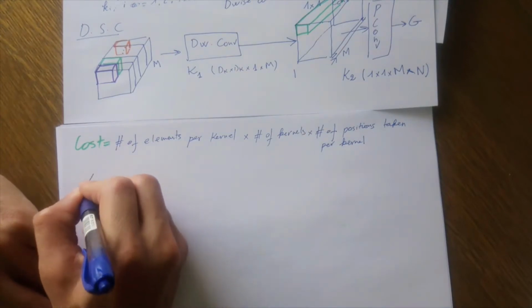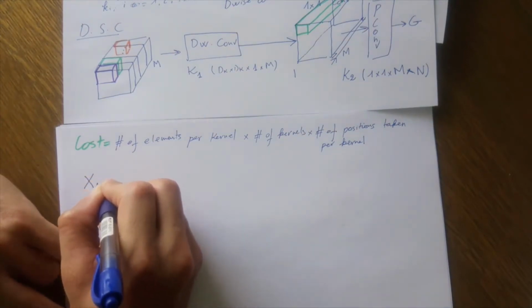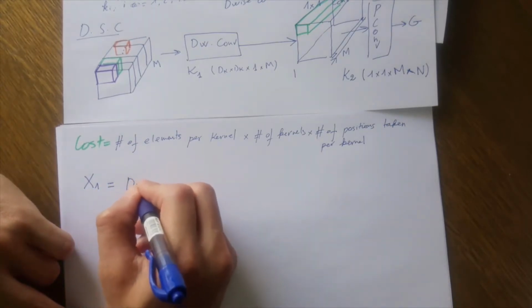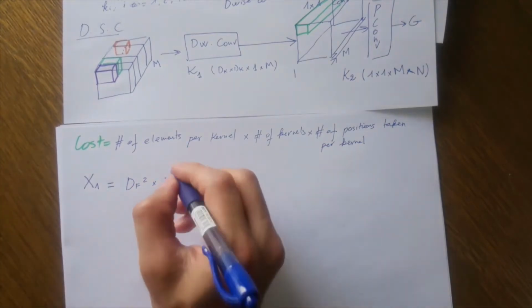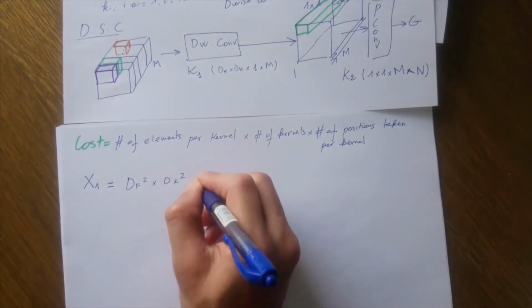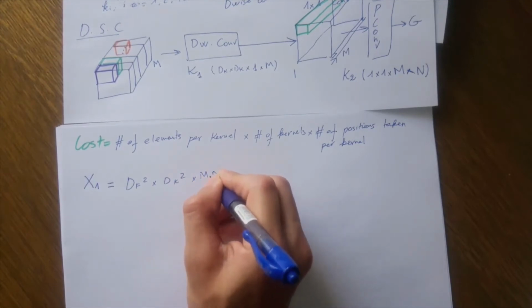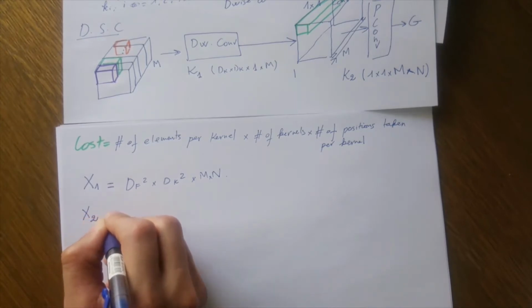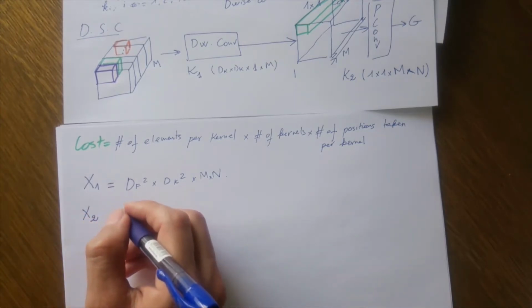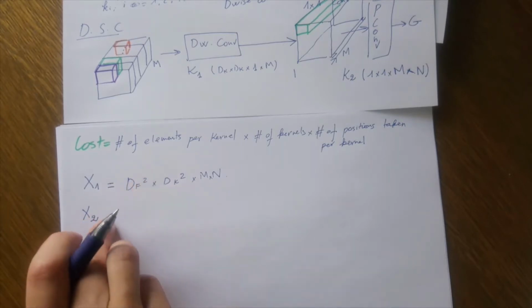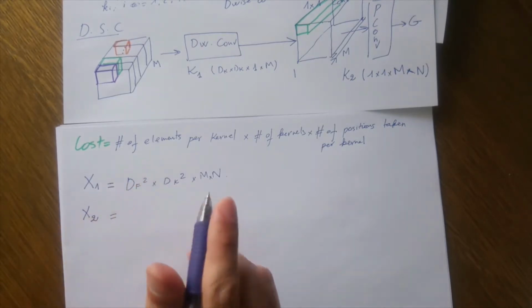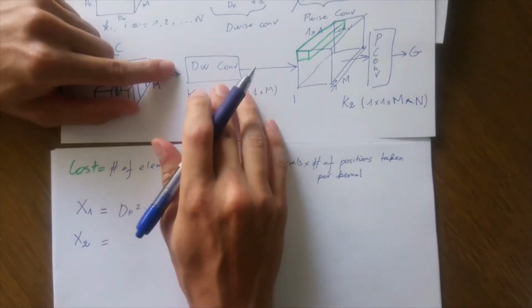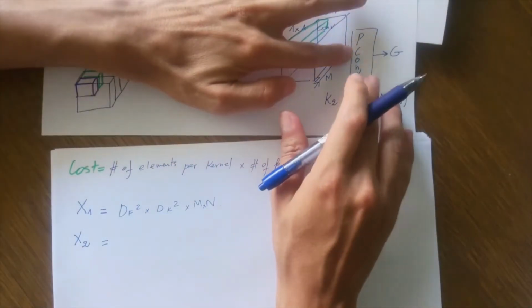And let's call the computational cost of standard convolution x1. The formula we derived for this in the previous video was df squared times dk squared times m times n. Now let's note the computational cost of the depthwise separable convolution as x2. This should be equal to the computational cost at this layer plus the computational cost at this layer.